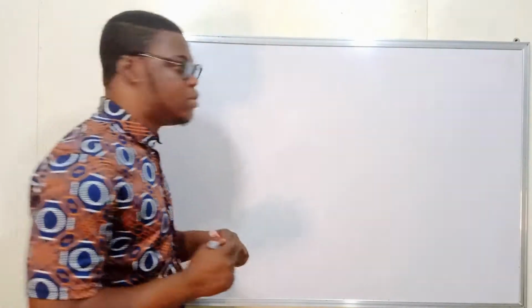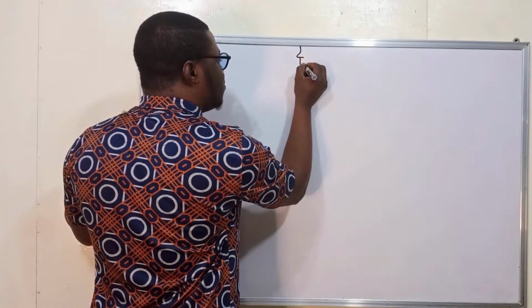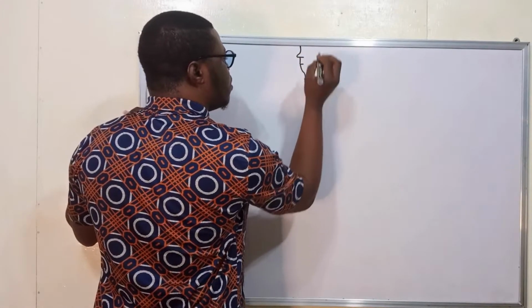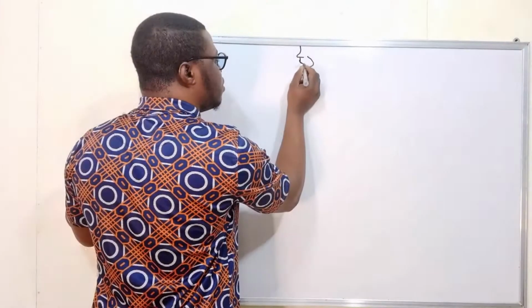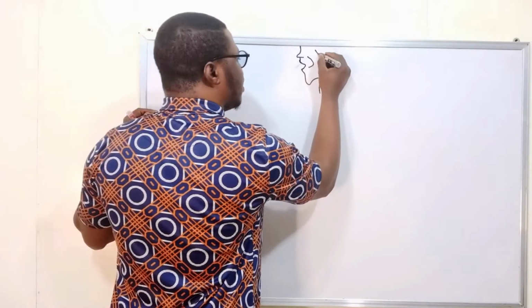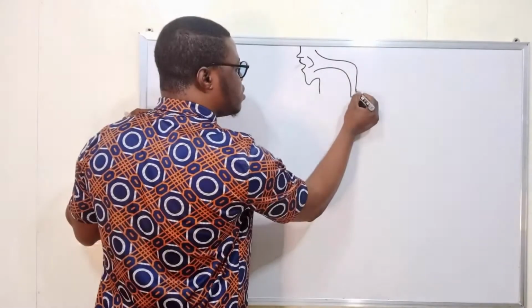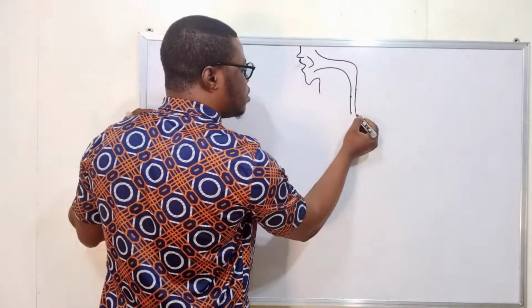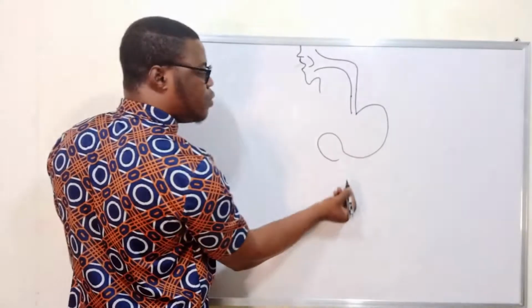So let's add a sketch. Now, it starts from where? It starts right from the mouth. So let's assume that this mouth is opened this way. And then we have the esophagus behind it. So this is a sketch. And then into the stomach, and then to the C-shaped duodenum.